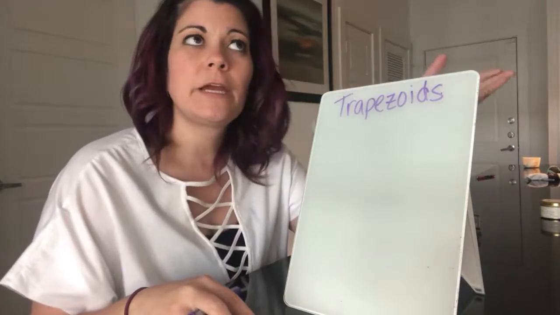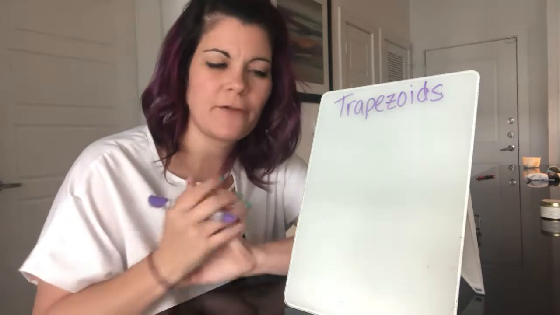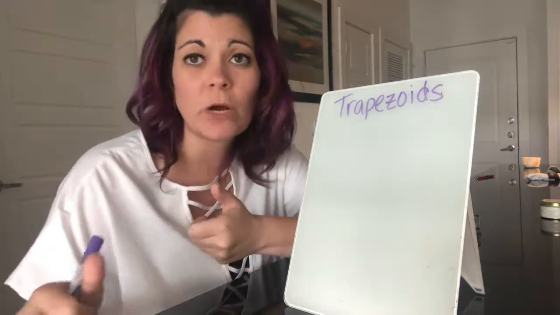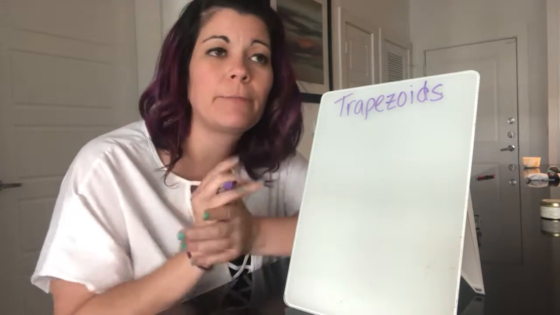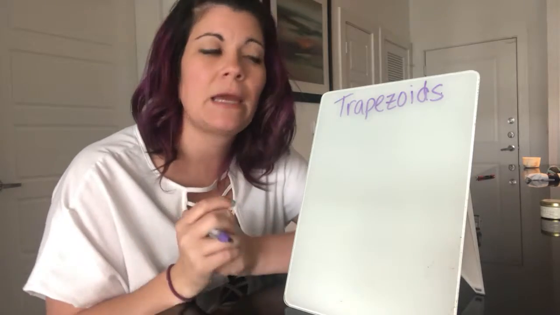Hi, this is a video of trapezoids and kites. We've been talking about different shapes. If you haven't watched parallelograms, rhombus, square, or rectangle, go and watch those now because they will help you with proofs. We're going to talk about trapezoids and kites in that way as well.